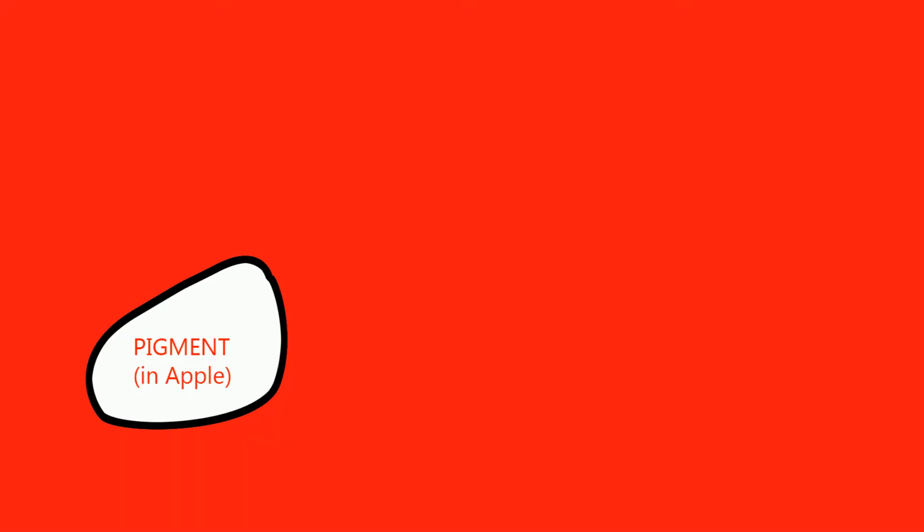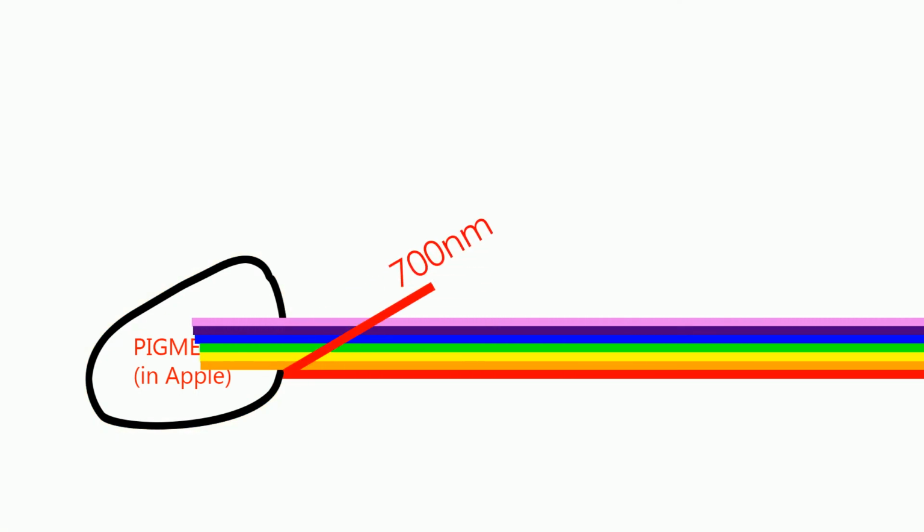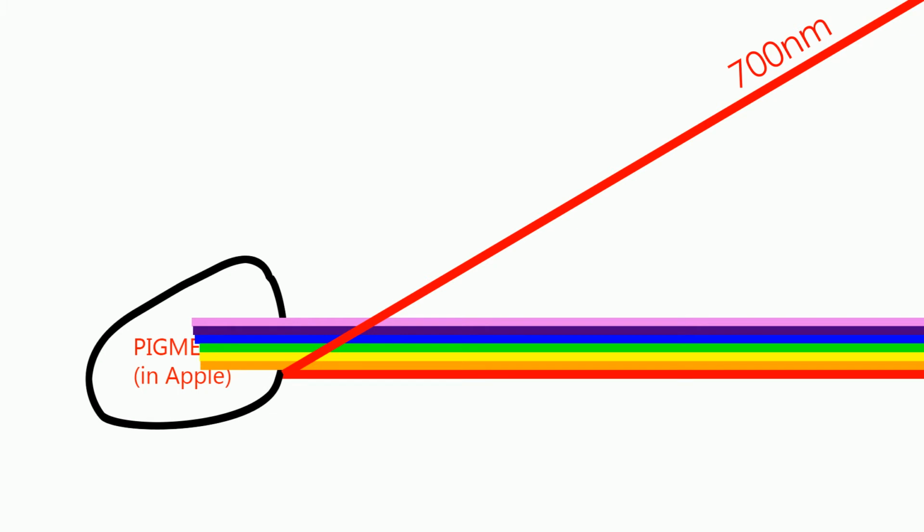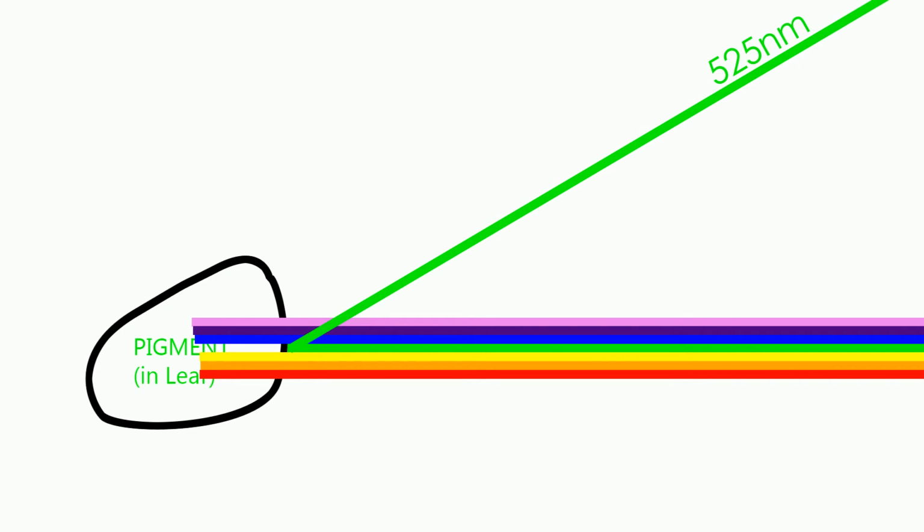The reason why an apple looks red is due to the pigment in it. The property of the pigment in the apple is to reflect the rays of wavelength range of 700 nanometer, which is the wavelength of red. Similarly, the pigment in the leaves absorbs all the other colors except green. So the reflected green reaches our eye and it appears green to us.